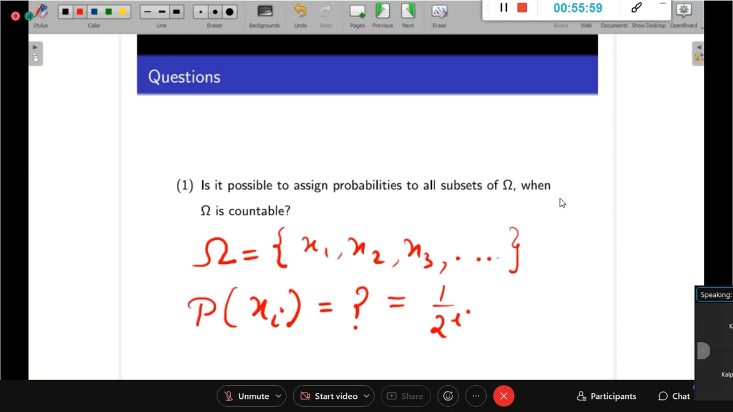So what is the problem here in assigning it, irrespective of that case? What is the problem if I purposefully assign the probability of getting x1 as 1 by 2, the probability of getting x2 as 1 by 2 square, the probability of getting x3 as 1 by 2 cube, and so on? Is there any problem with that?